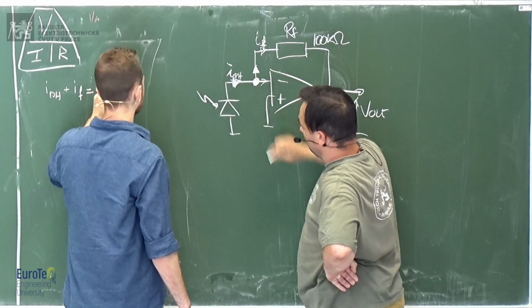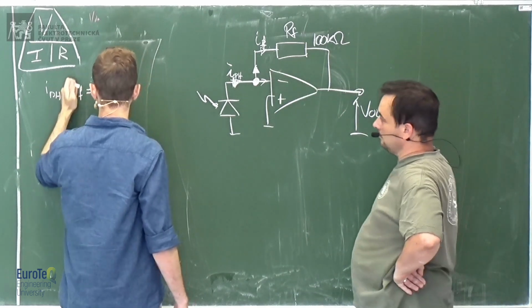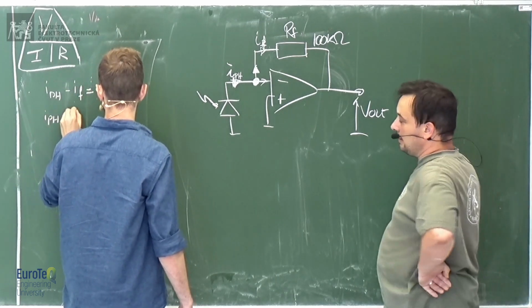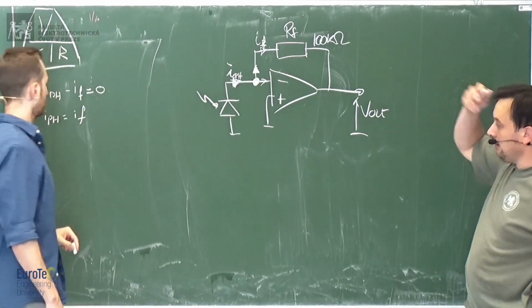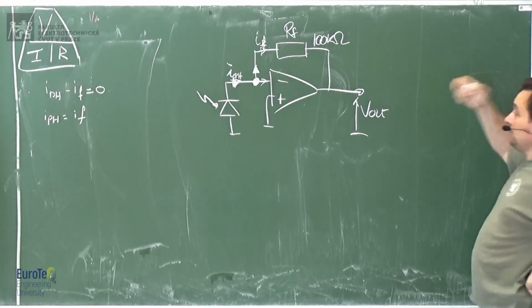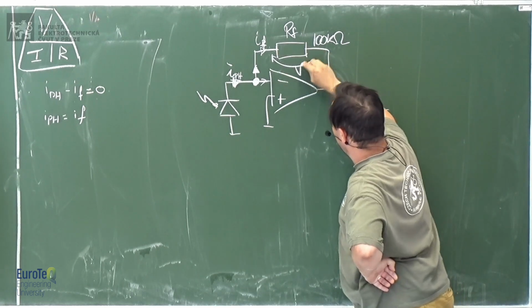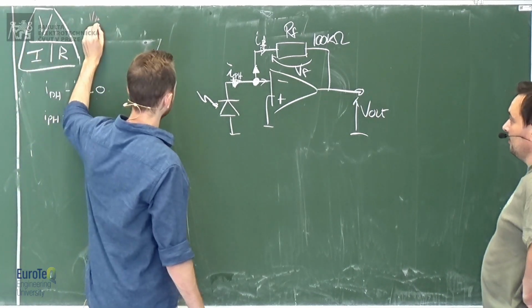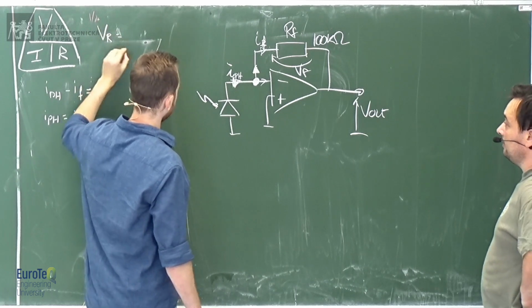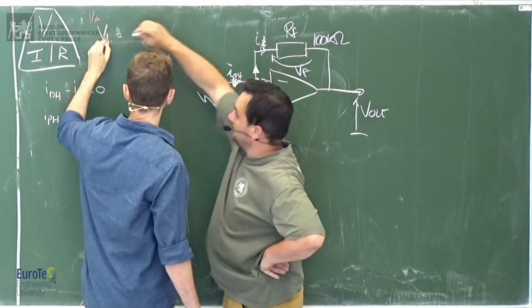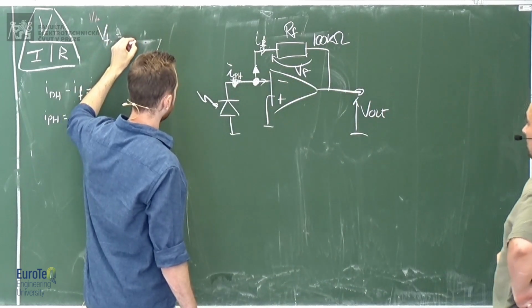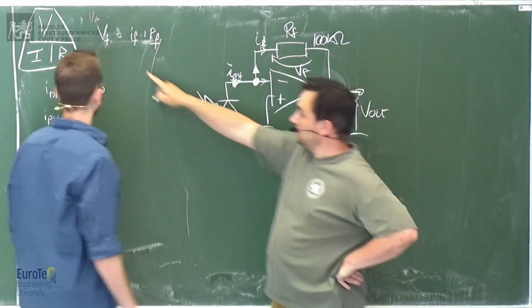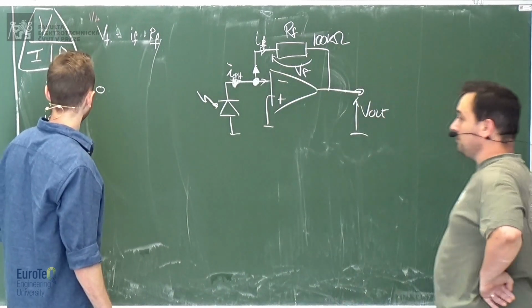Oh, minus. IF, so it is equal to IF. The current from the photodiode is equal to IF, okay? Then, what is the voltage here? VF is going to be IF multiplied by RF. Which means that IF is equal to the current of the photodiode.